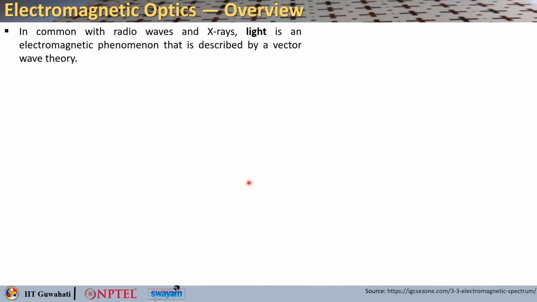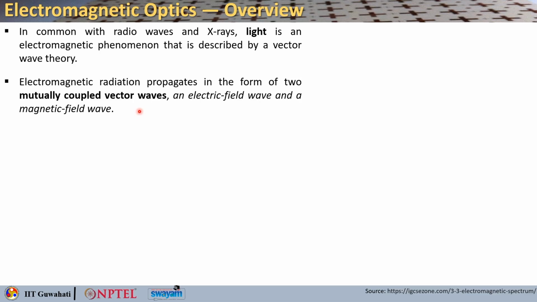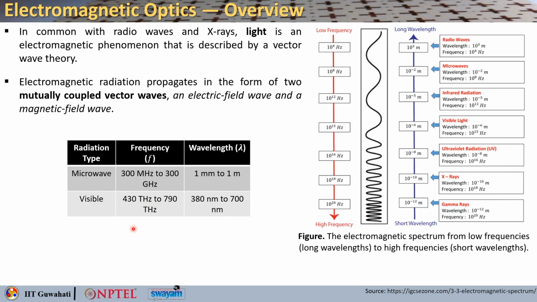So in common with radio waves and X-rays, light is an electromagnetic phenomenon that is described by a vector wave theory. So electromagnetic radiation propagates in the form of two mutually coupled vector waves, that is an electric field wave and a magnetic field wave. So in this particular course we are going to focus on radiation of the microwave and visible types. We have already seen this.